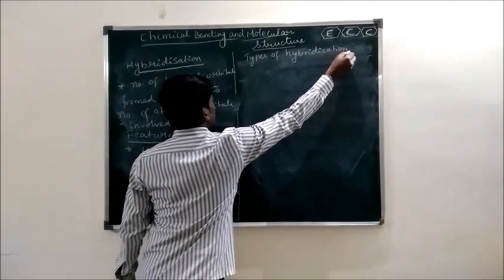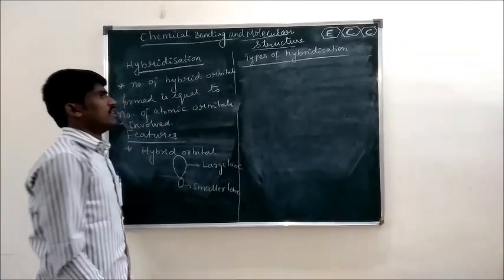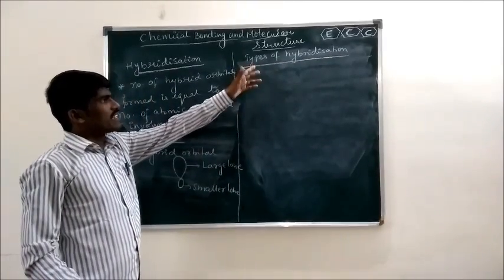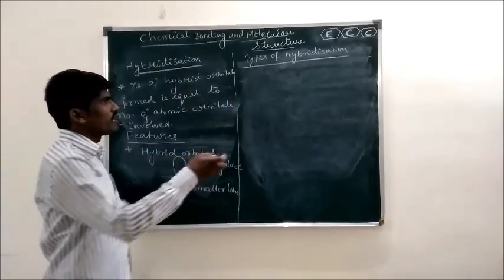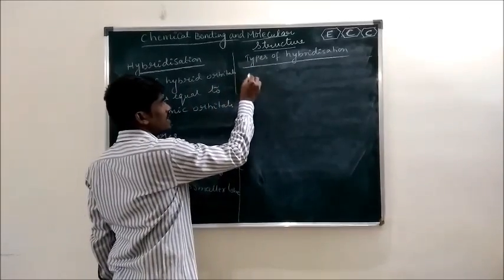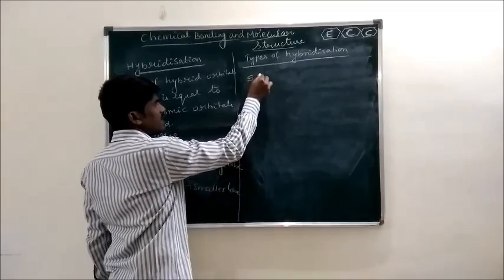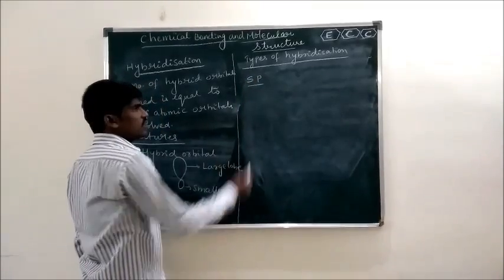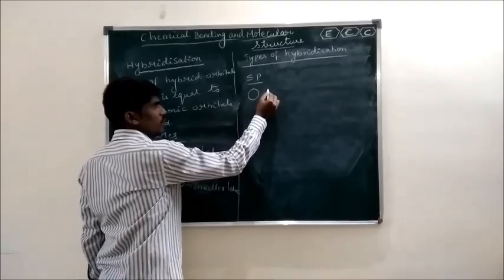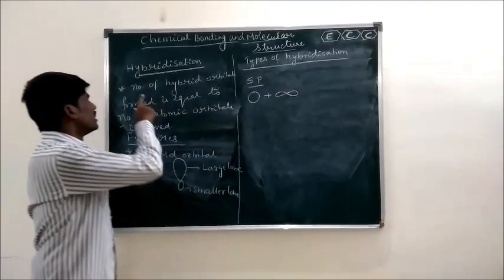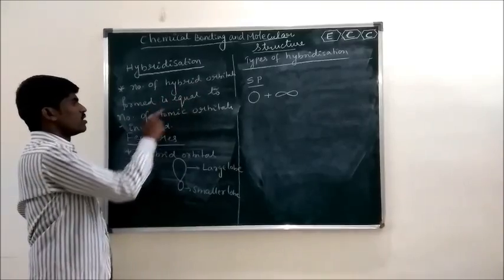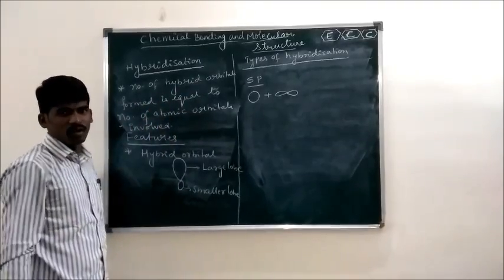Let me discuss types of hybridization. In that, first I will consider atomic orbitals s and p. By involving s and p, there are 3 types of hybridization. First is sp hybridization, so one s orbital and one p orbital are involved. As I already told you, the number of hybrid orbitals formed is equal to the number of atomic orbitals involved.